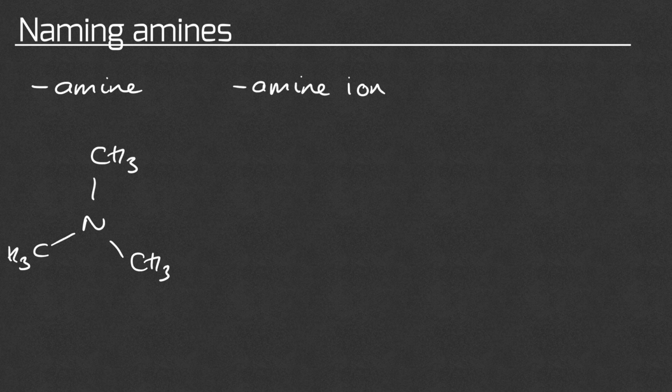Again, we would identify which alkyl groups are attached. In this case, we've got 3 identical alkyl groups, each with 1 carbon in. So the first part of the name would be tri for 3-methyl, so trimethyl. And adding in the suffix amine gives us the name trimethyl amine.